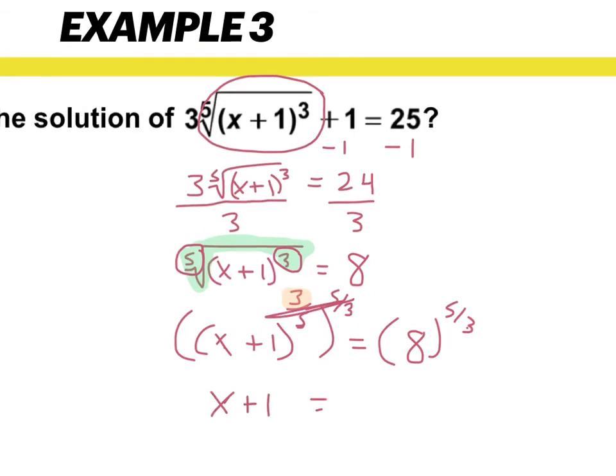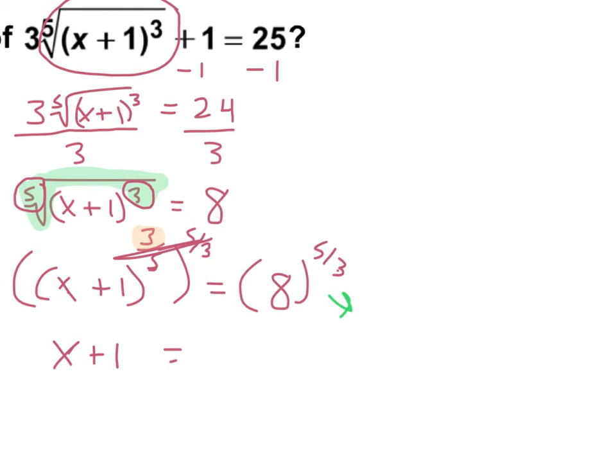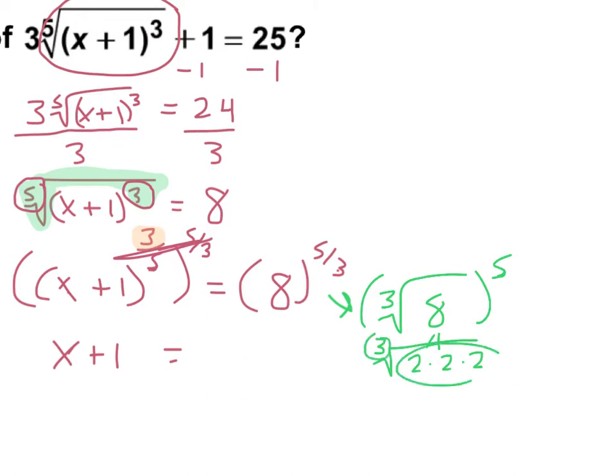And then we need to find out what 8 to the 5/3 becomes. So I'm going to solve this over here. This is like saying the cubed root of 8 raised to the fifth power. The cubed root of 8, so we can break 8 down into 2 times 2 times 2. We would circle our three numbers. So the cubed root of 8 is 2.